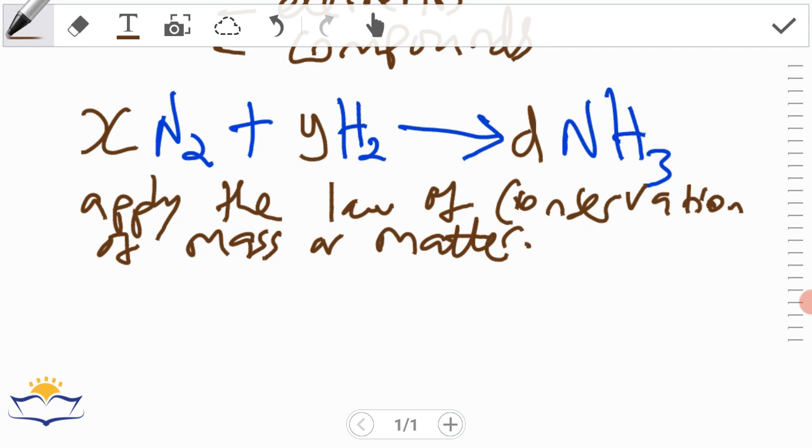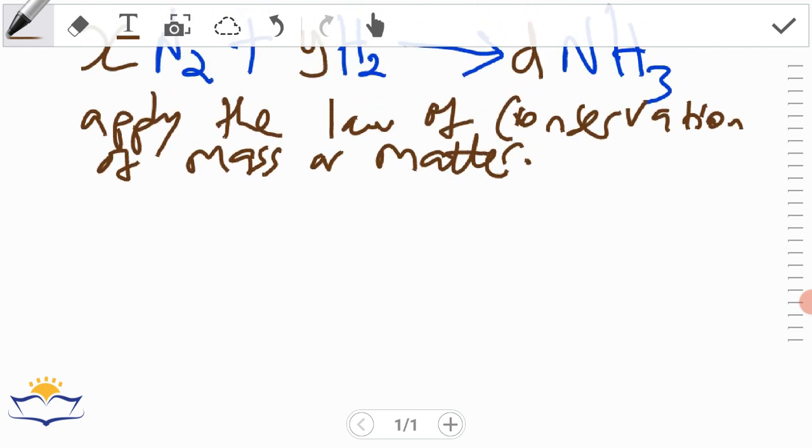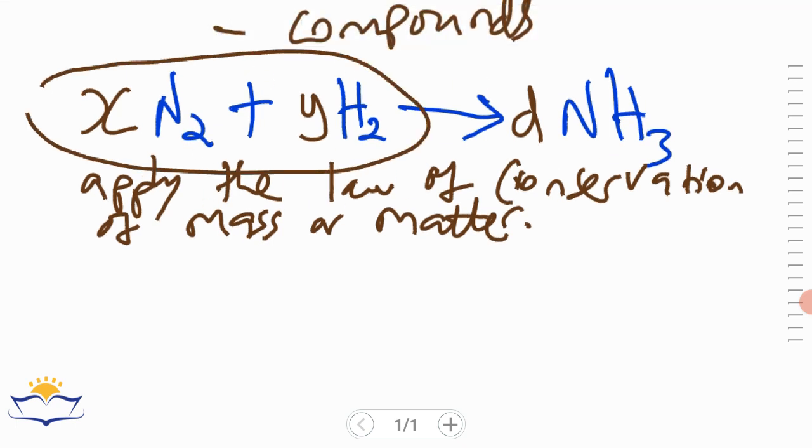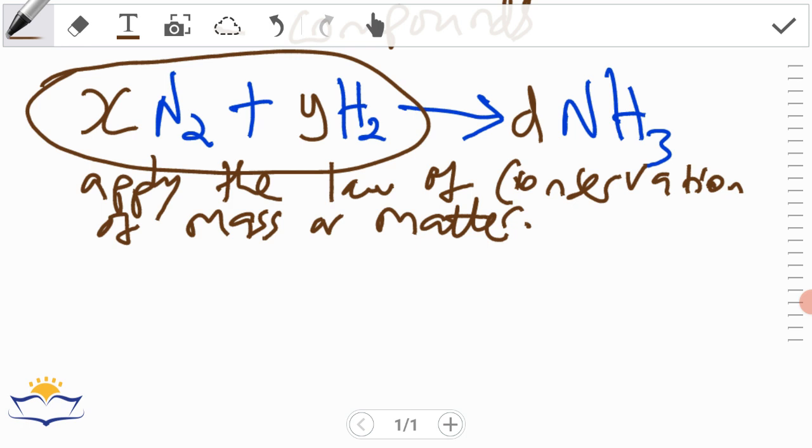Apply. So what do we mean? The number of atoms on the reactant side of the chemical equation must equal the number of atoms on the product side of the equation. Why? Because matter cannot be created or destroyed. Matter cannot be destroyed, and it cannot be created out of nowhere.